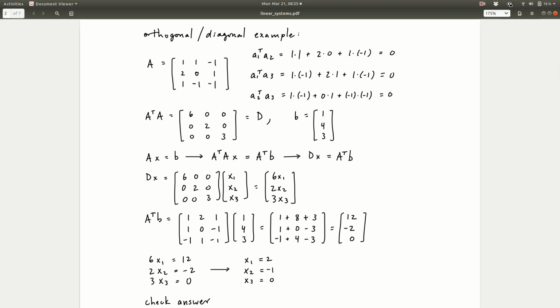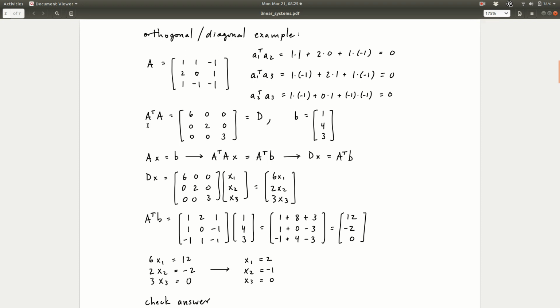So this is a matrix that has orthogonal columns. However, the columns are not normal because their lengths are different from 1. So for example, just look at the first column. If you take the dot product of it with itself, you're going to get 1 plus 4 plus 1, which is 6. Second one gives you 2. Third one gives you 3.